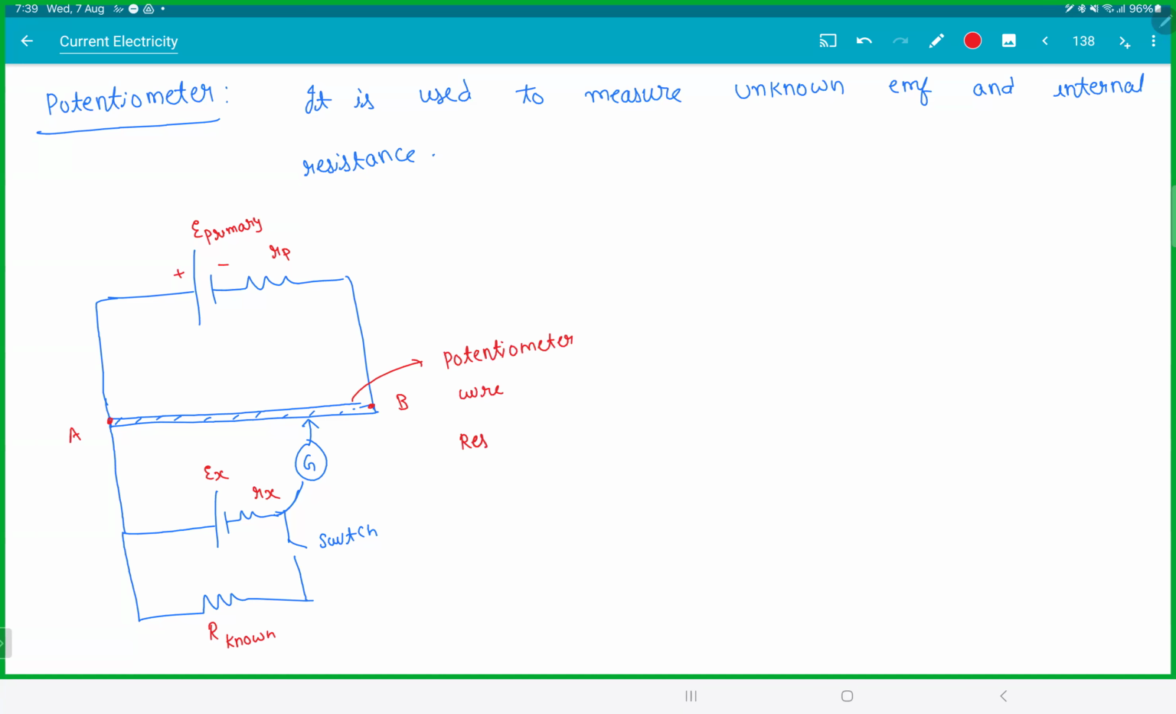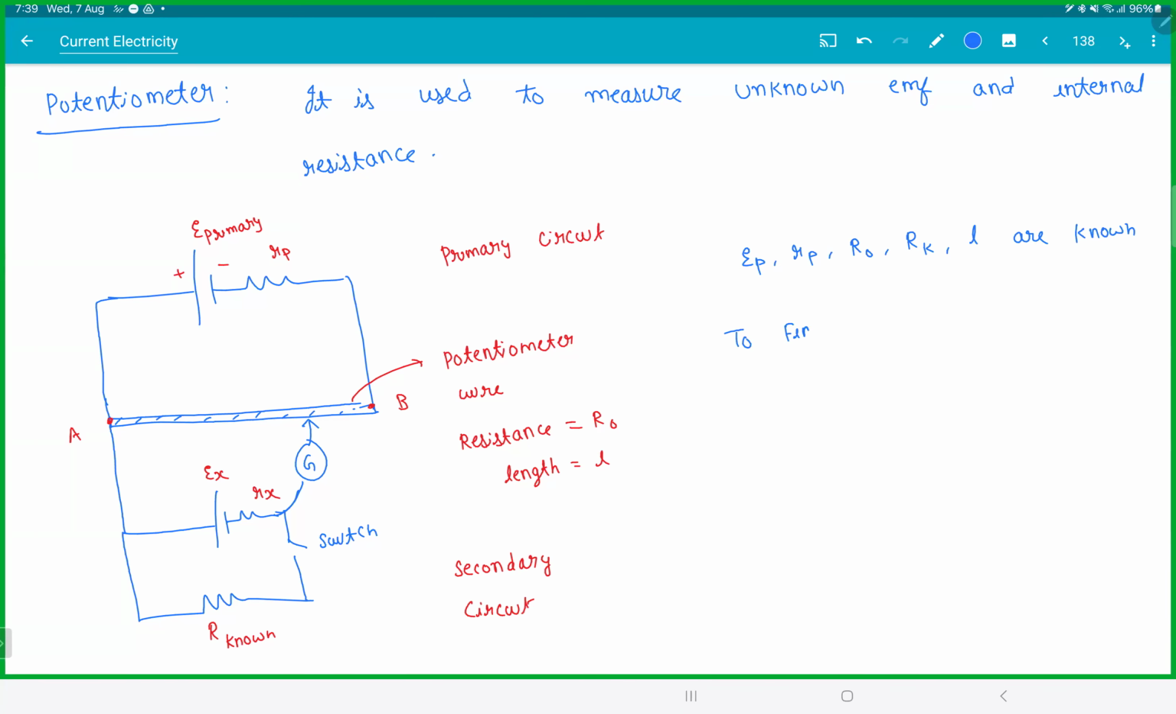The resistance is R naught. Length is L. So this lower part is the secondary circuit with a switch. The upper part is the primary circuit. The jockey will move on the wire AB. In this circuit, we know EP, RP, R naught, RK, L. We know all these values. We need to find EX and RX.